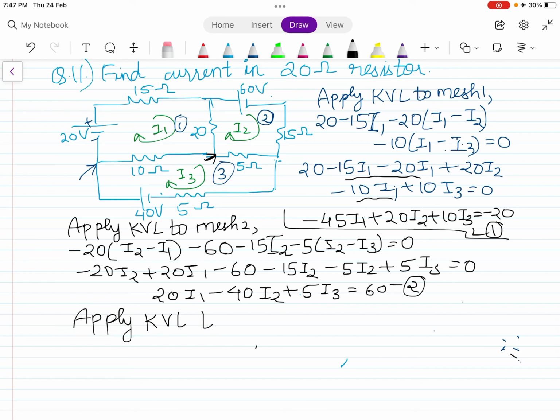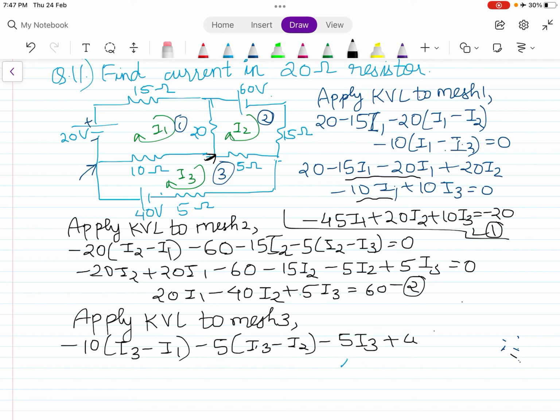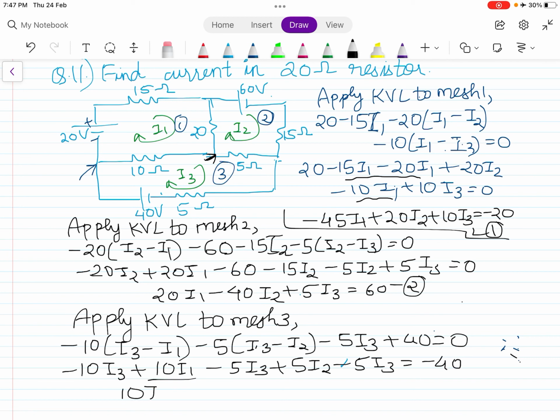Apply KVL to mesh number 3. So minus 10 (I3 minus I1) minus 5 I3 minus 5 (I3 minus I2) plus 40 equal to 0. Minus 10 I3 plus 10 I1 minus 5 I3 plus 5 I2 minus 5 I3 equal to minus 40. 10 I1 plus 5 I2 minus 20 I3 equal to minus 40. Equation number 3.